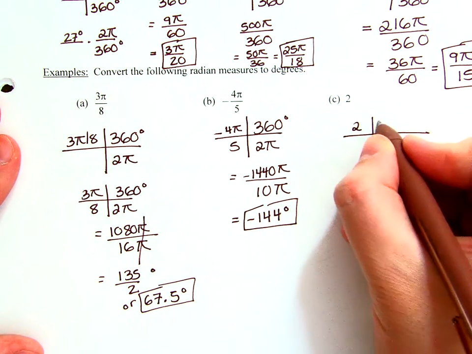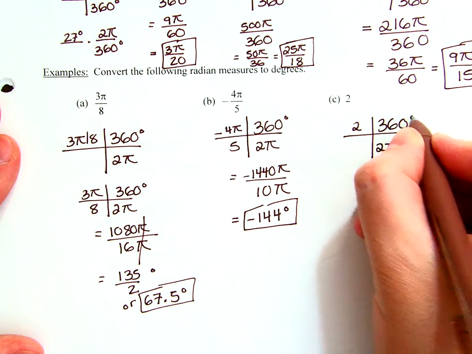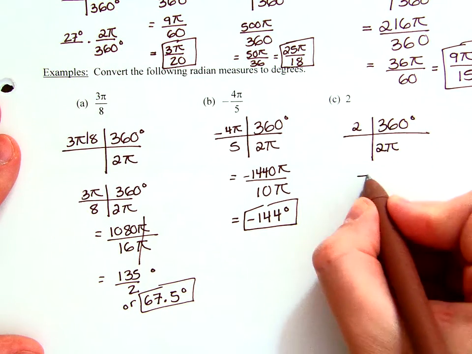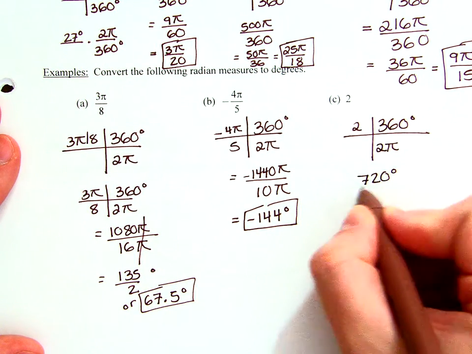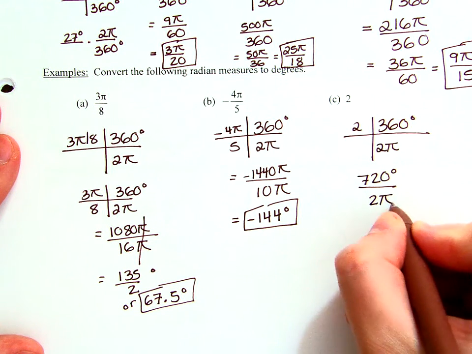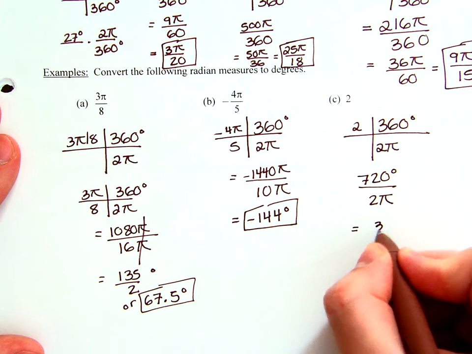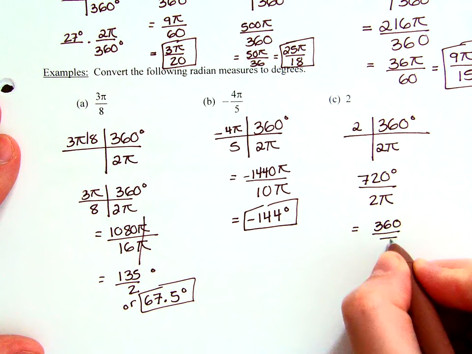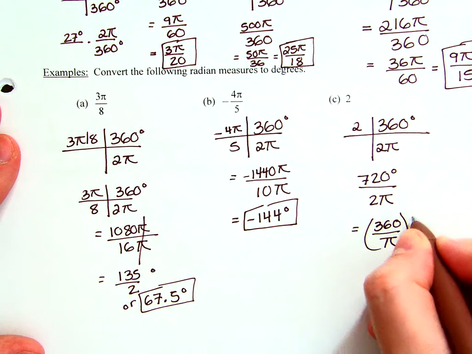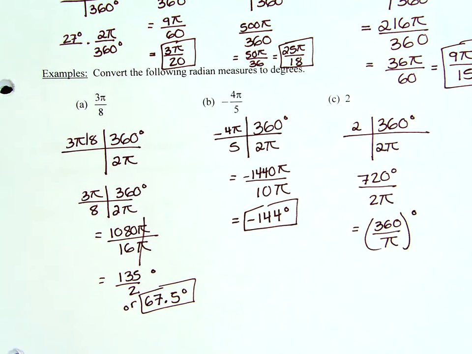That's 2 pi. 360 degrees on the top. 2 times 360 is 720 degrees over 2 pi. Which I guess is going to become not the prettiest answer, but whatever. 360 over pi degrees.